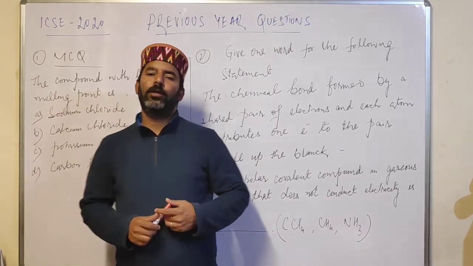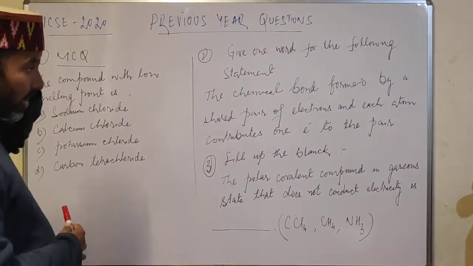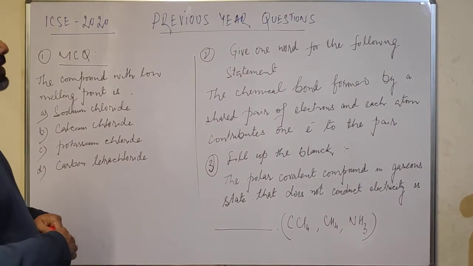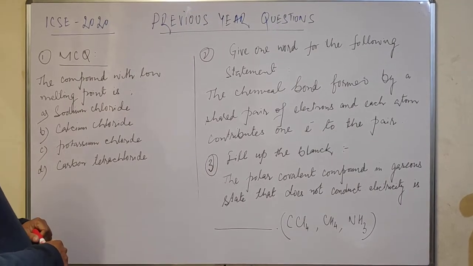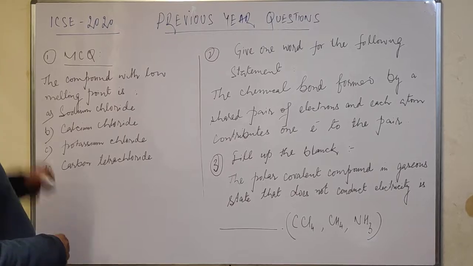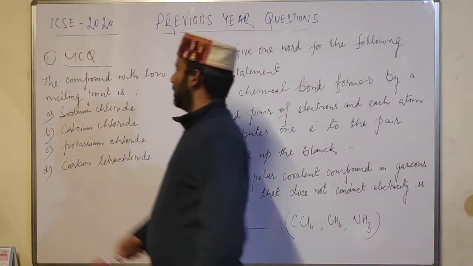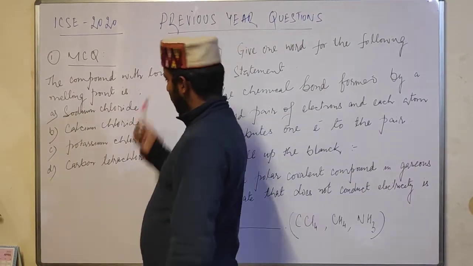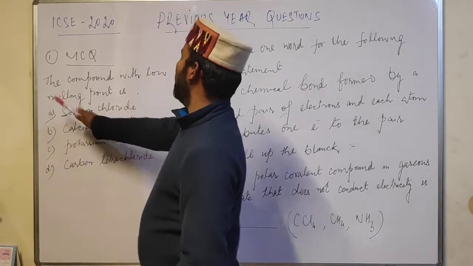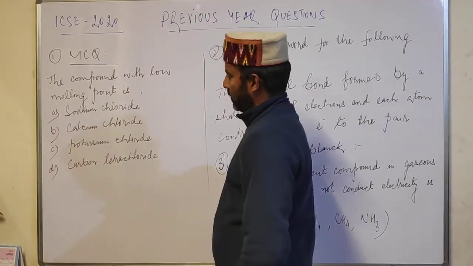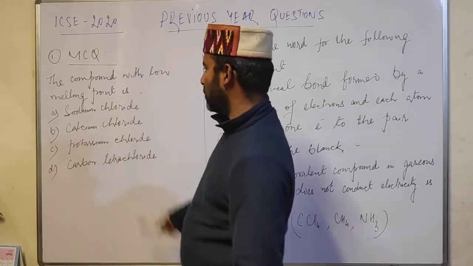Hello students, today we will discuss some previous year questions, and I'm starting with this year's ICSE paper, that is ICSE 2020. The first question which was asked this year was a MCQ, that is multiple choice question, and the question was: the compound with low melting point is. Now, there were four options.